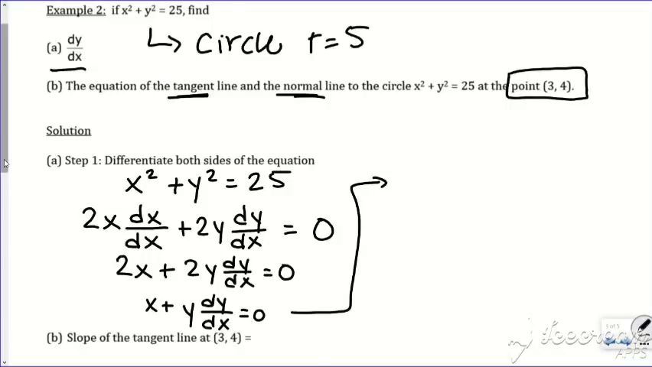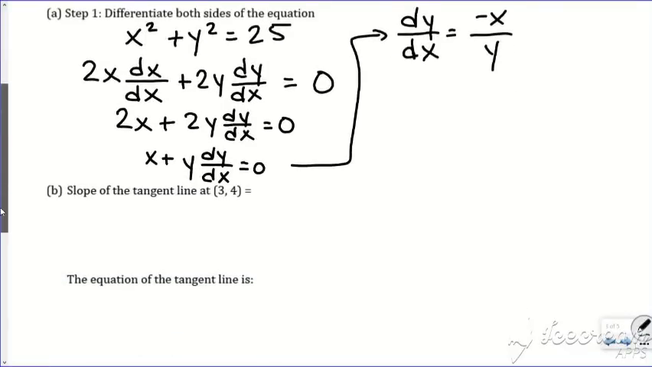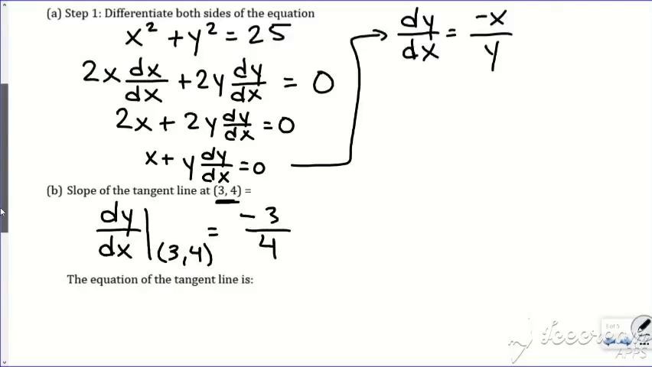And then if I subtract the x and divide by y, dy/dx will be equal to negative x divided by y. So that's the equation for our derivative. Now, if I want the derivative at the point (3, 4), I'm going to use proper notation here and say dy/dx at the point, or when we have x equals 3 and y equals 4. And then I just plug it in. So negative 3 over 4. Great.